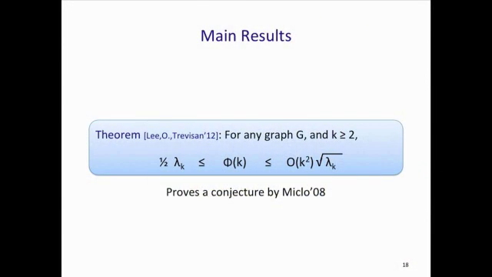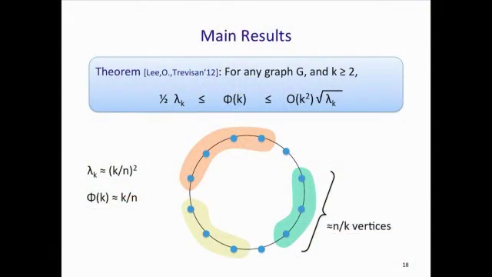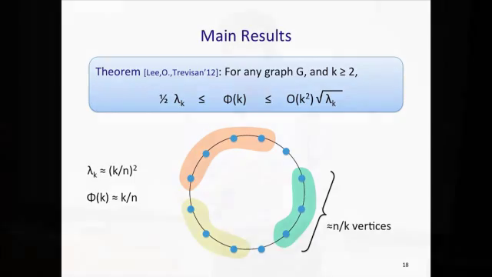So let me tell you what we prove. In a joint work with Lee and Trevisan, we show that phi of k is very well characterized by lambda k. This proves the conjecture by Miclo. The point is, similar to Cheeger's inequality, there is no dependency on the size of the graph. So no matter how large the graph is, you still get the same characterization. There is a dependency on the size of the clustering, k, but not on the size of the graph. Let me show you an example to understand this better. Say our graph is just a cycle. What is a k-clustering of a cycle?